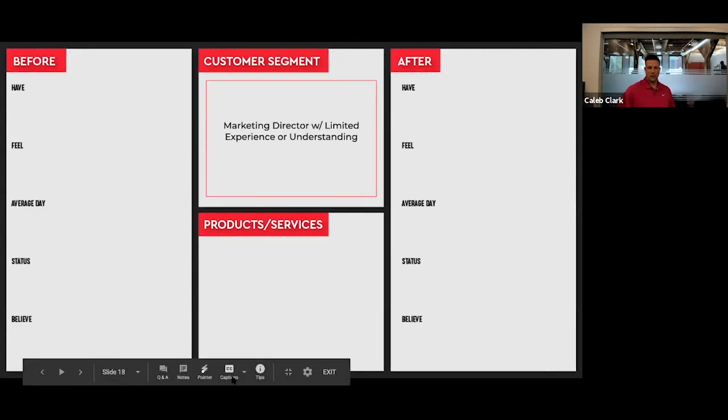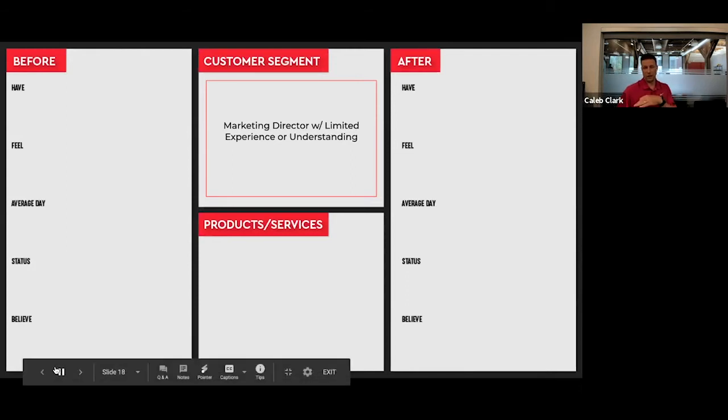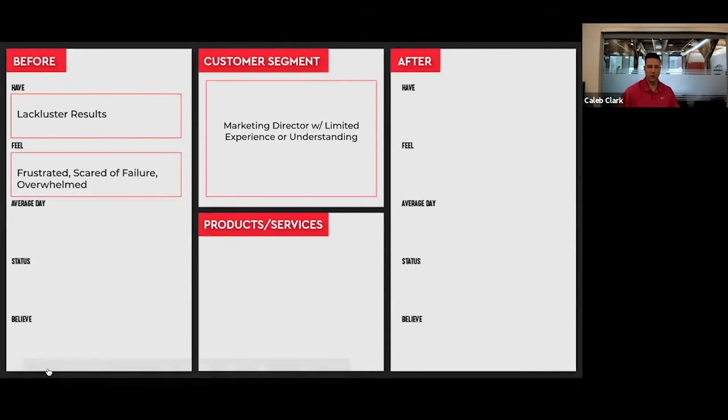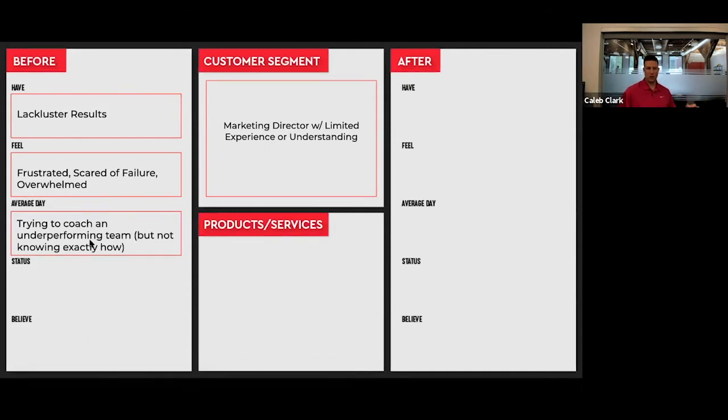So just to exemplify this with our agency, one of our primary customer segments is a marketing director that has limited experience or understanding about digital. That person is very different than the marketing director that we target, who maybe just came off working with another agency. So in this case, what do they have? Potentially they have lackluster results. They feel frustrated, scared of failure, overwhelmed. They're trying to coach an underperforming team, but not knowing exactly how.